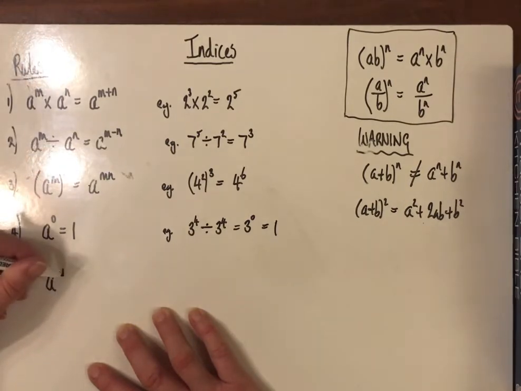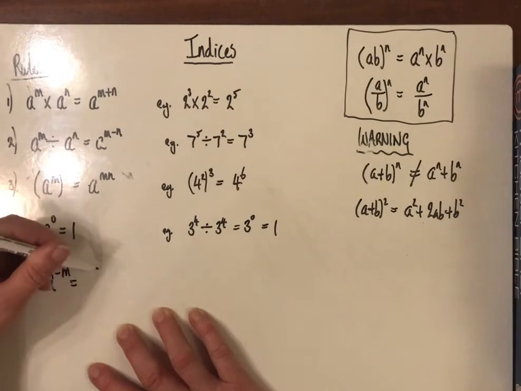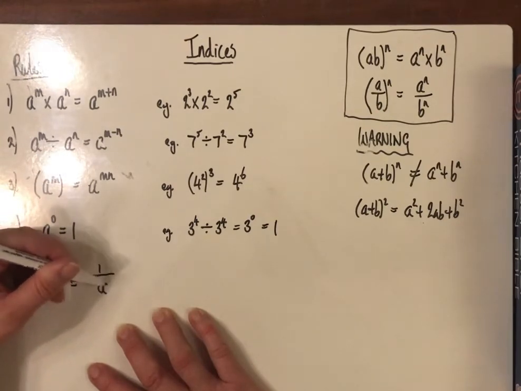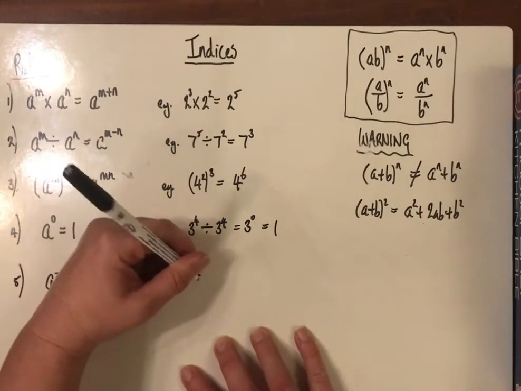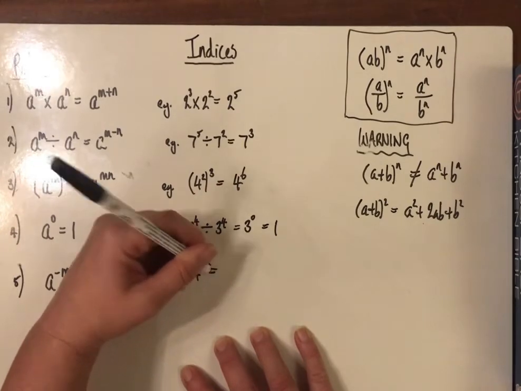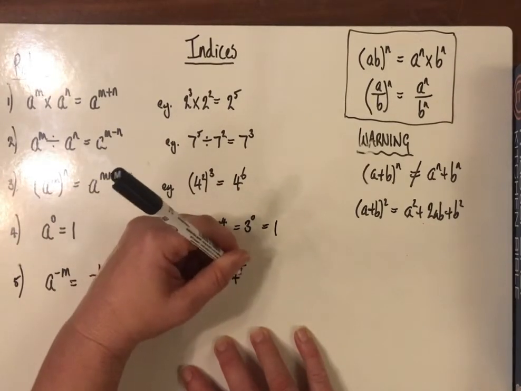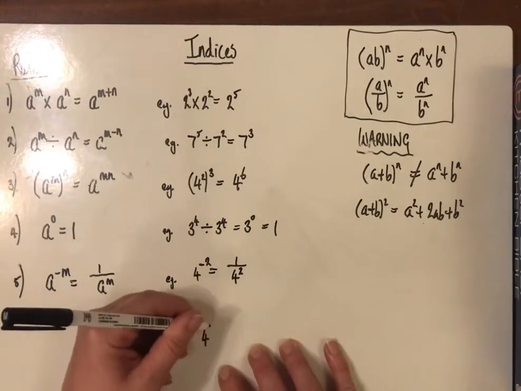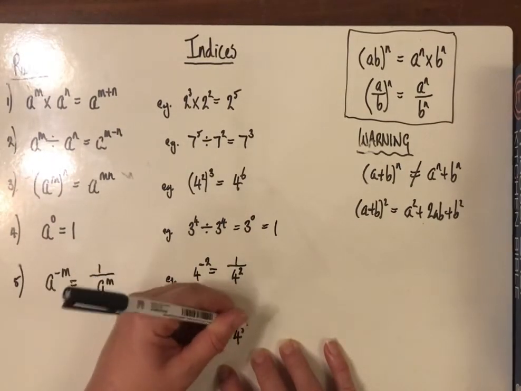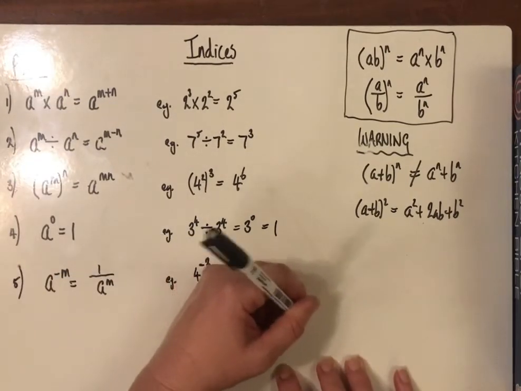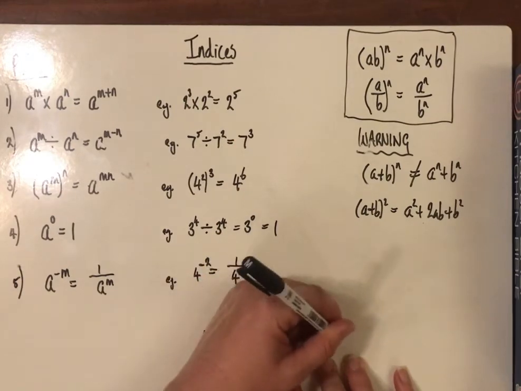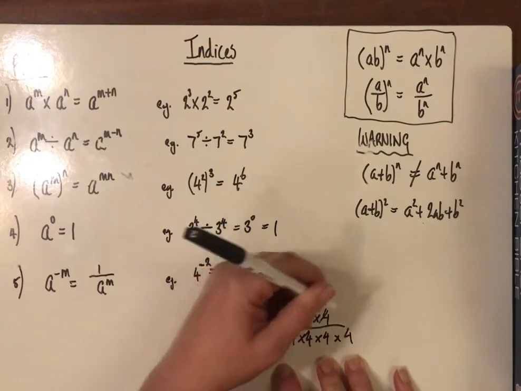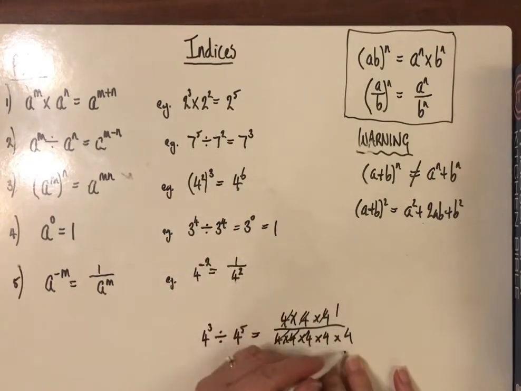A to the minus m is equal to 1 over a to the power m. So for instance, 4 to the power minus 2 is equal to 1 over 4 squared. You could kind of do something like 4 cubed divided by 4 to the power 5, just to see that happening if you wanted to. And then you can see that the top 3 cancels off, leaving you with 1 over 4 times 4, which is 4 squared.